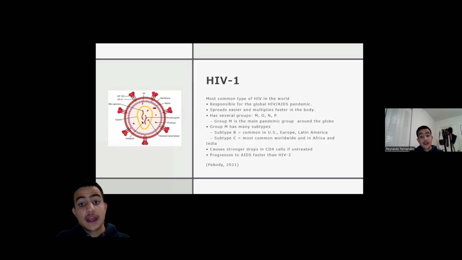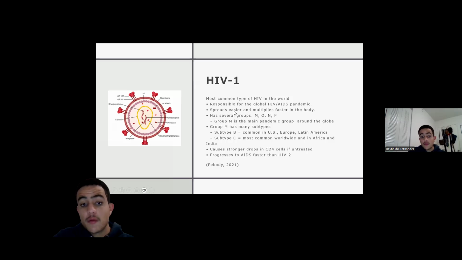HIV-1 is categorized even into further groups called M, O, and P. Group M is the main pandemic group around the globe. So basically, Group M is the one that causes the most infections around the world every day. Group M also has many subtypes, like subtype B, that is common in the US, Europe, and Latin America, and then subtype C, that is most common worldwide, in Africa, and also India. So subtypes of HIV are linked to the geographical location where that type of HIV is found.